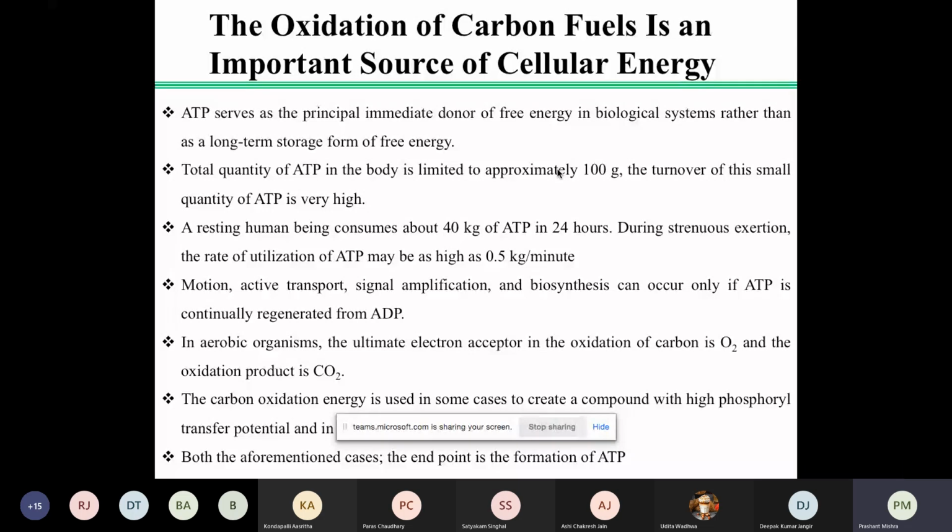You must be wondering how this 40 kg of ATP is utilized. This is not a small amount; it is a huge bulk. So it is important that it is not stored in the form of ATP. It should be made whenever it is required. So there is a very tight control of how ATP is being produced and how ATP is being utilized.